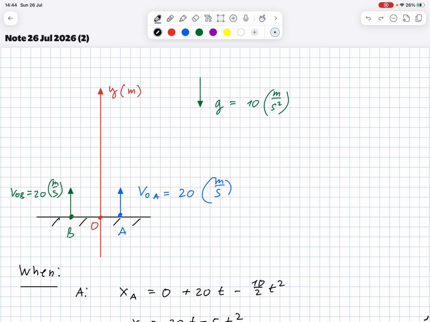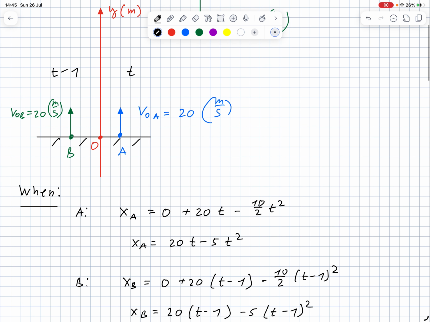They also have the same position, but object A begins its journey first, and after 1 second, object B will join the journey. So if object A travels t time, object B will travel t minus 1 time. And of course, when we use formulas, let's say for position, instead of t, we will use t minus 1 for object B.